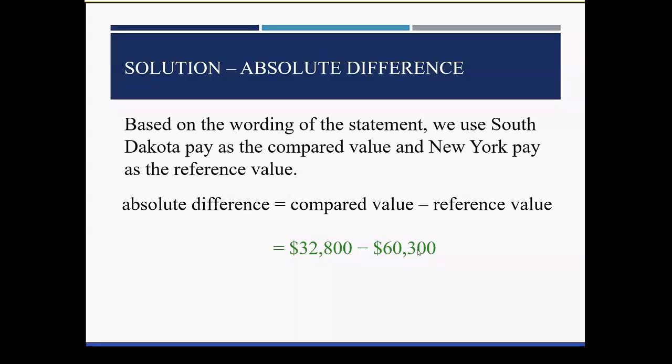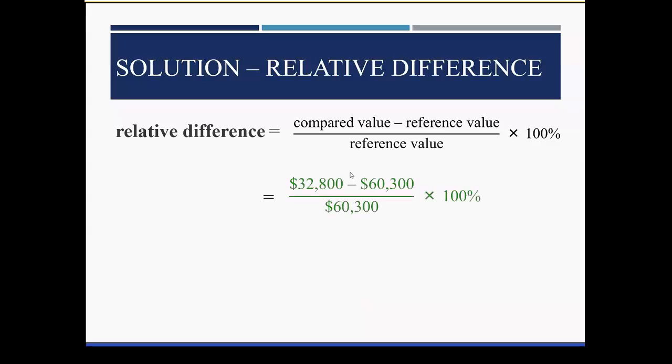So as an absolute difference, just subtract them in that order, which is negative 27,500. And all that means is that South Dakota, compared to New York, makes this much less, because it's negative. As a relative difference, plug them in South Dakota minus New York and divide by the second, which is New York.